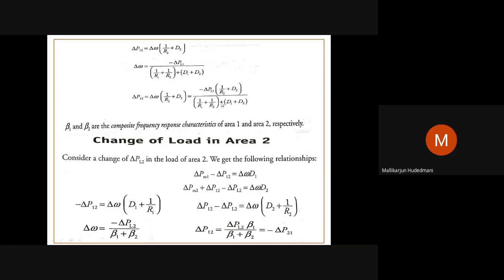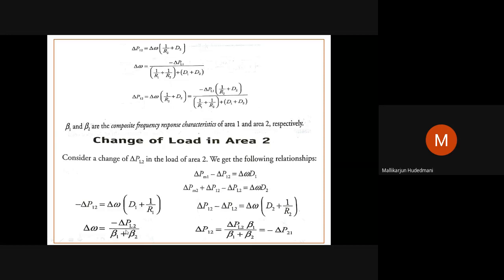1 by R1 plus D1 and 1 by R2 plus D2 were replaced as beta 1 and beta 2. In the numerator we had the step change in load, like our step change in load in the first area. Then what is the exchange among the corporations A and B, areas 1 and 2? This was minus delta PL1, the change in load, into beta 2, where beta 2 means the composite frequency response from the second area, divided by beta 1 plus beta 2 in the denominator.